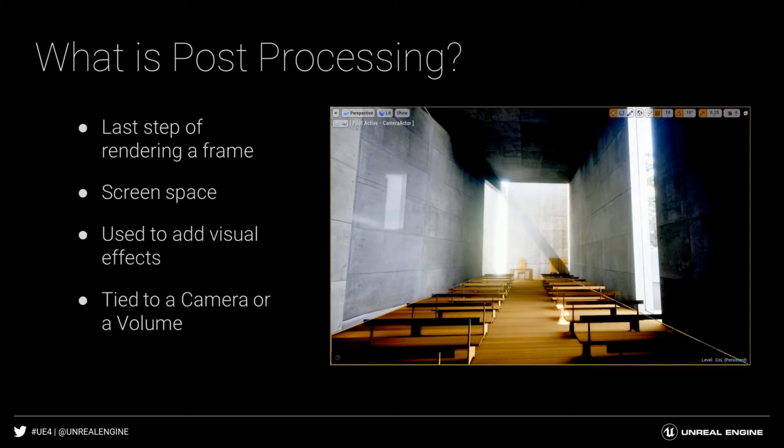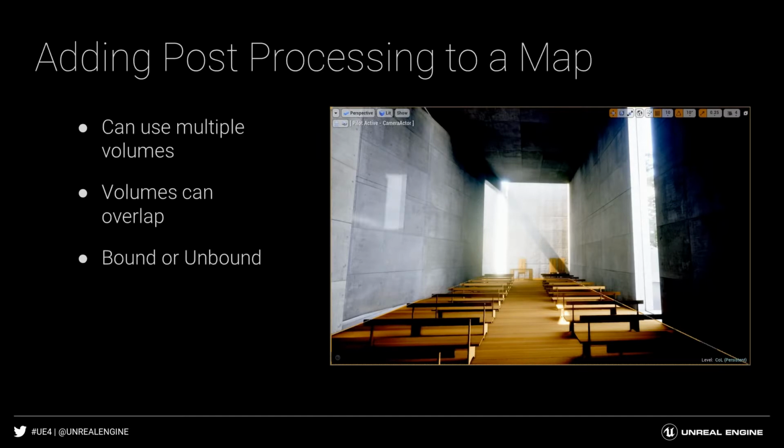Post-processing is tied to either a camera or a volume, and in some cases it's best to work with a camera. Now when working with a post-process volume, you can add multiple volumes to your scene, and each volume can have its own settings. And volumes can overlap one another. You can set the priorities of the volumes so that depending on which volume you are inside, the volume with the highest priority will take precedence. Volumes can also be bound or unbound. A bound volume requires the viewer to walk into it in order for the post-process effects to occur, while an unbound volume allows those post-process effects to occur at all times, whether the viewer is inside the volume or not.